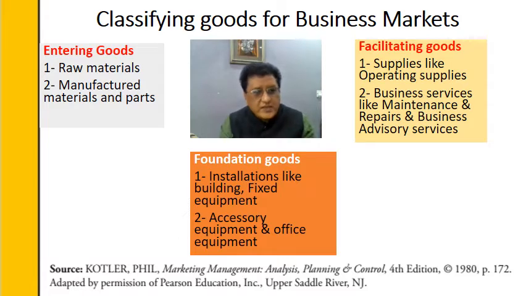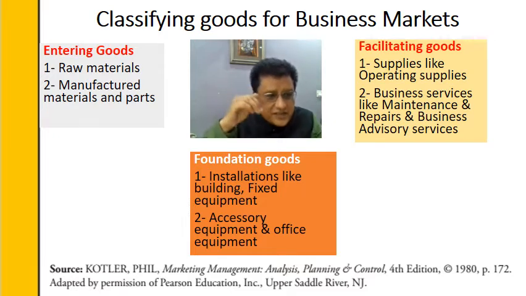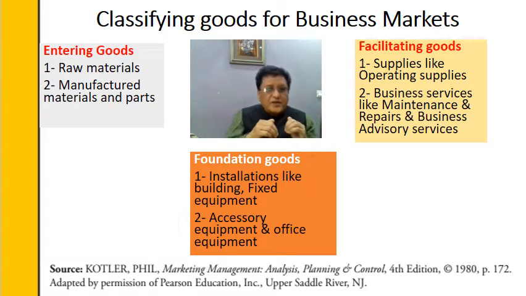You will find that in all my slides I am giving proper credit to the authors or to the publication. So I would like to thank all these great minds which have helped me to come up with this lecture for my students. So goods have been classified by great Professor Philip Kotler into three categories. One is entering goods, entering as in the sense which enters into some system. The other is foundation goods, and the third is facilitating goods. Let me explain briefly what is meant by each of these.